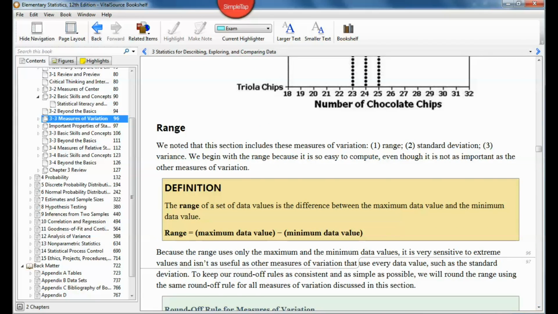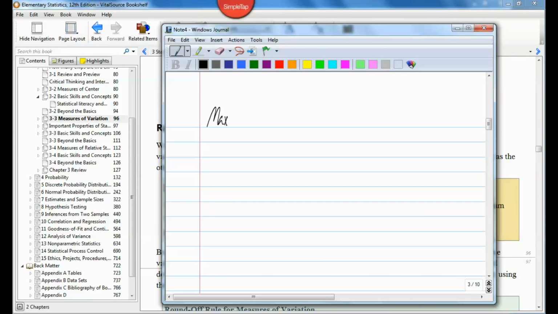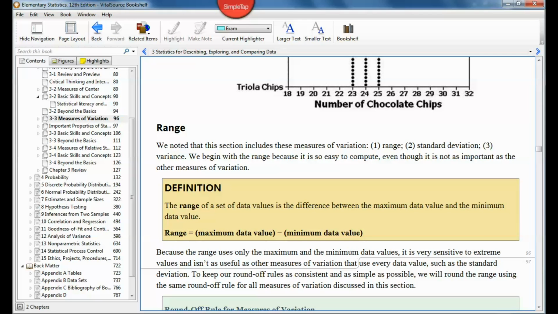Now, the first type of measure of variation is the range, and it's one of the easiest to calculate. You can see the range is the maximum data value minus the minimum data value. This is the range. Maximum data value minus the minimum data value. So basically it's one number minus another number.